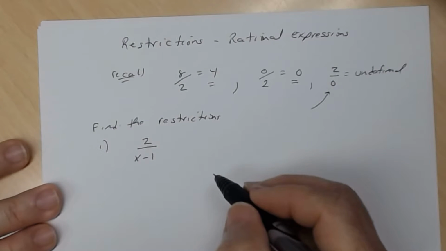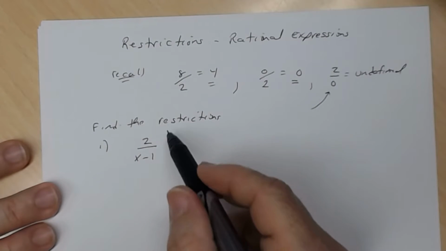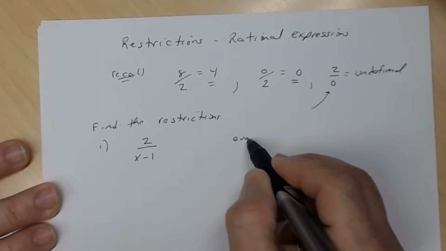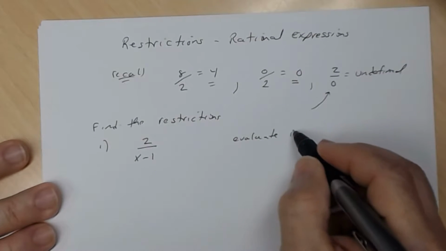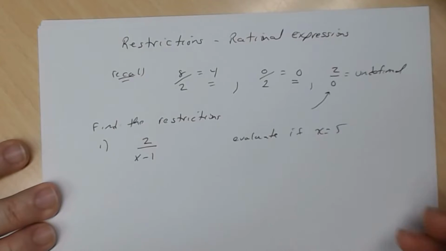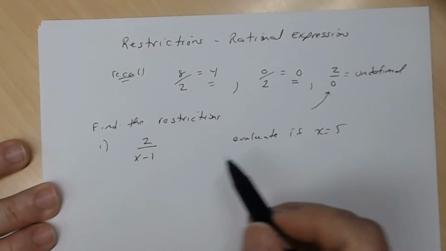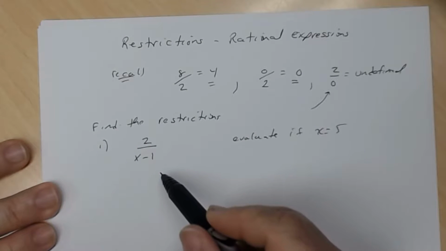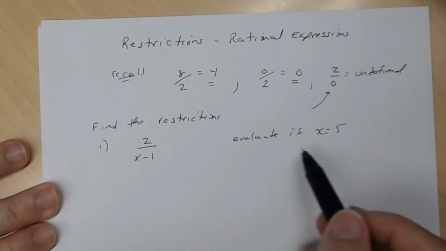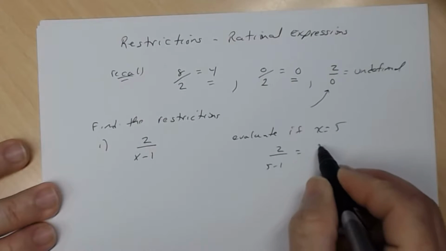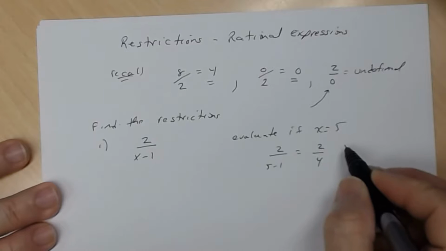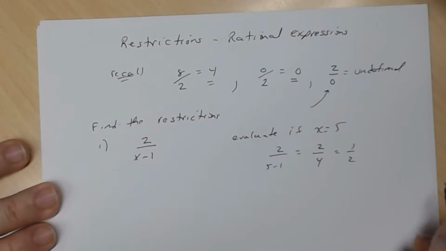And recall in the previous lesson, you were told to evaluate this. Let's just review the previous lesson. Let's evaluate this expression if, let's say, x equals 5. All right, so if I let x equal 5, where we see the variable x, I would substitute 5. So I get 2 divided by 5 minus 1, which is 2 divided by 4, which reduced is 1/2.